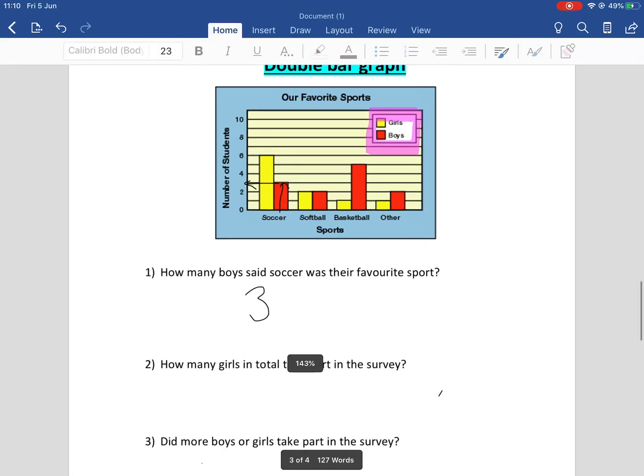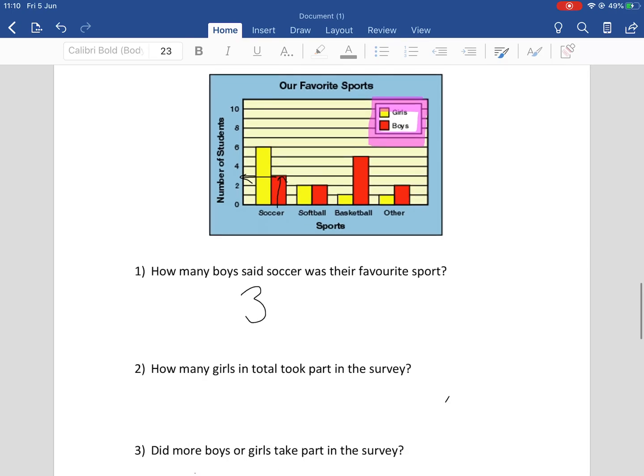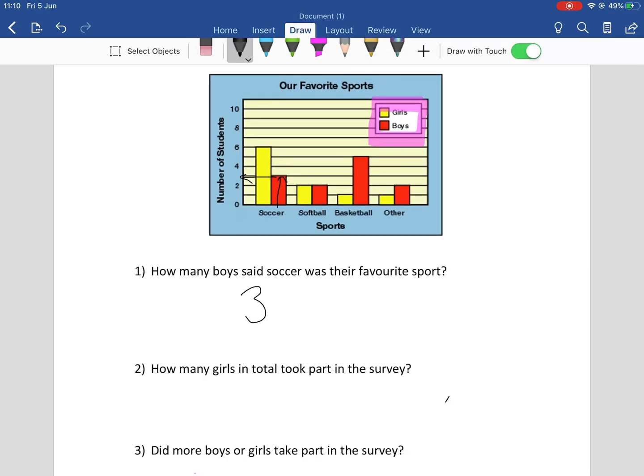So the main thing in this is looking at your key and making sure that you are getting the right line. Second question, how many girls in total took part? So what we have to do for this, again, look at our key and see what is girls. So girls is our yellow bar. And because it's saying how many in total, it means we need to take the number of all of our bars and add them together.